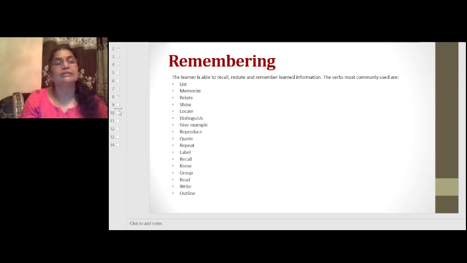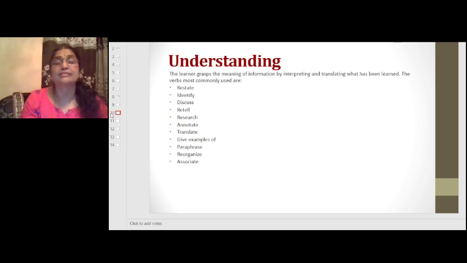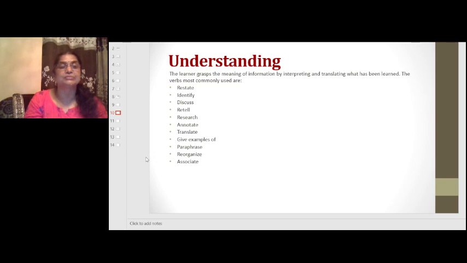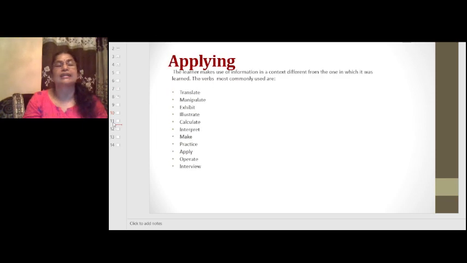Okay, and the next level is understanding. So here the learner grabs the meaning of the information by interpreting and translating what has been learned. So the verbs we mostly use for understanding are restate, identify, discuss, retell, research, annotate, translate, give examples, paraphrase. All these words are used for understanding too. Prepare questions on the understanding level.